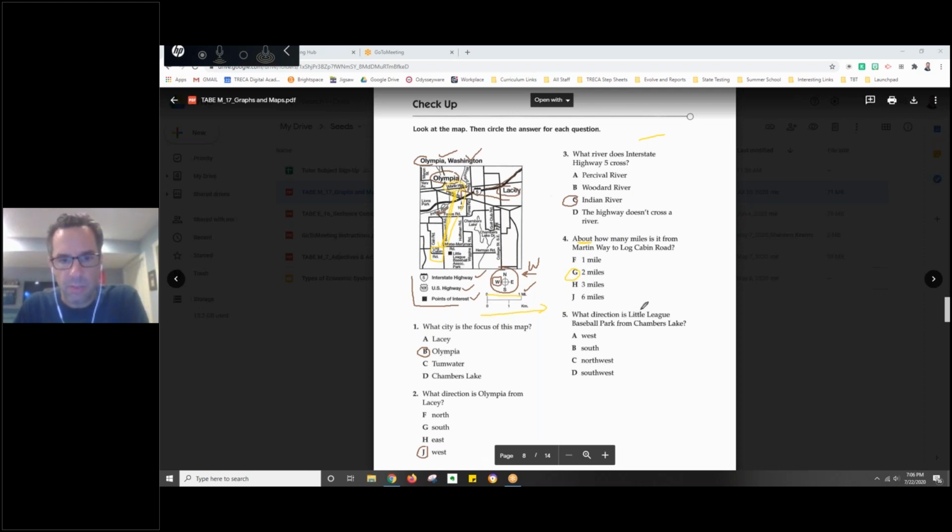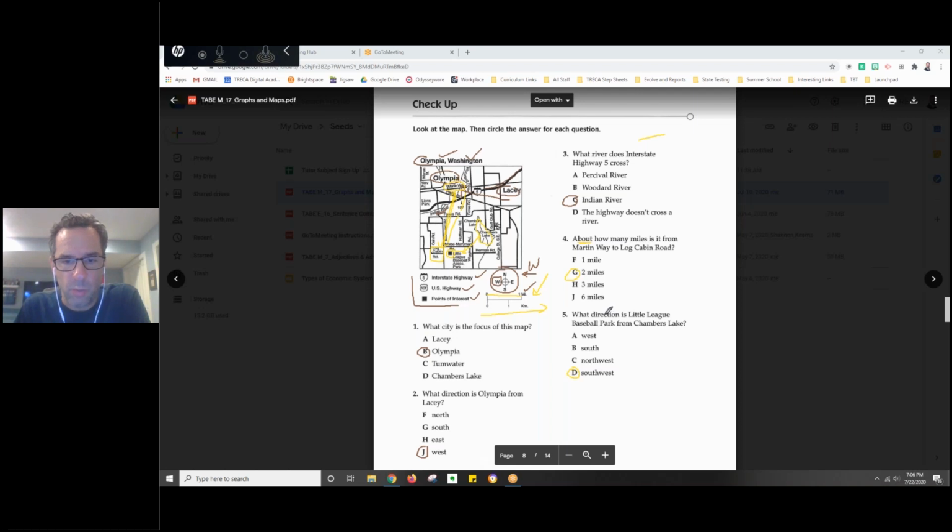And then last, what direction is Little League Baseball Park from Chambers Lake? Here's Little League Baseball Park, and then Chambers Lake is this thing right here. So what direction is Little League Park from Chambers Lake? So you're going to be going this way. So if you do that, you're going southwest.